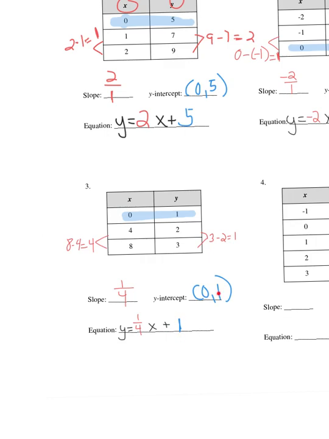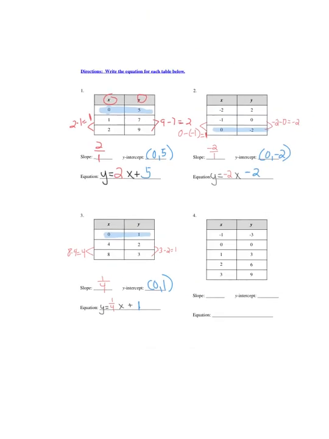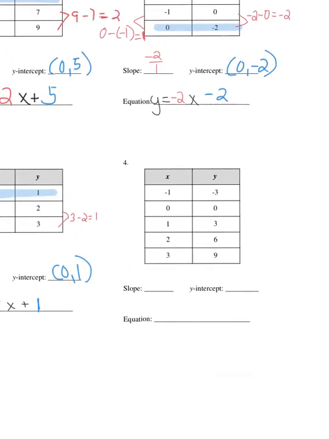My intercept is 1, so 1 goes right here. So the equation for this table is y equals 1/4 x plus 1. Okay, hopefully you did okay on this. If not, make sure you have the right information. And then I'm going to look at this one.